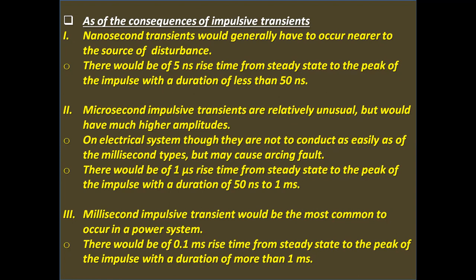Number three, millisecond impulsive transient would be the most common to occur in a power system. There would be a 0.1 millisecond rise time from steady state to the peak of the impulse with a duration of more than 1 millisecond.